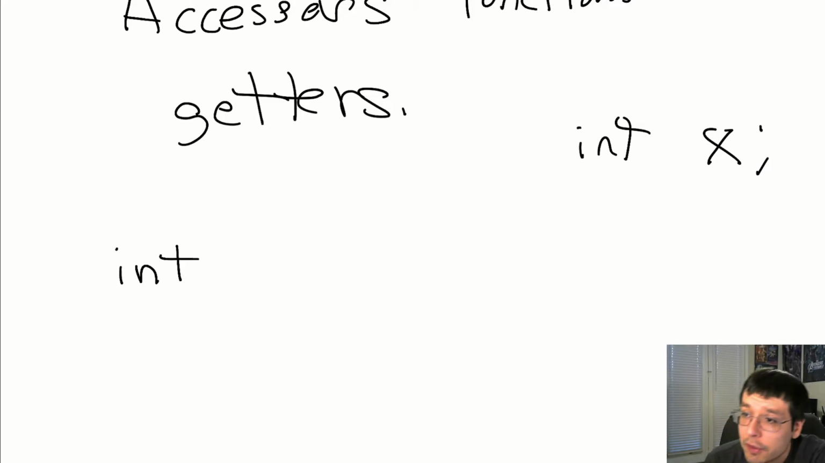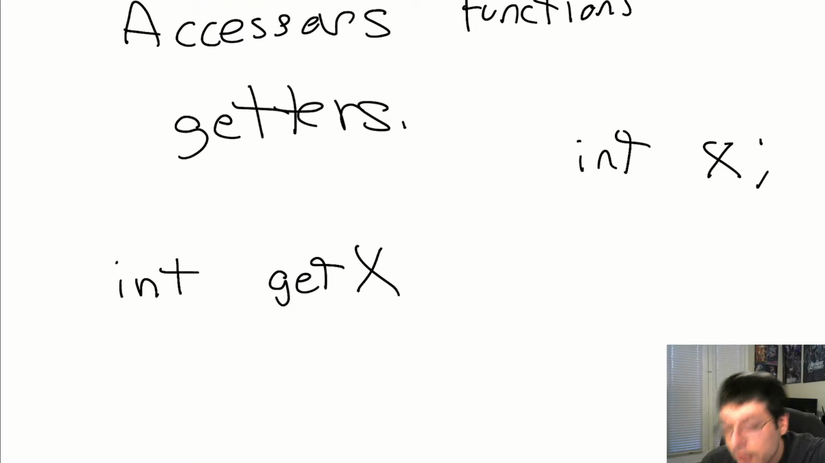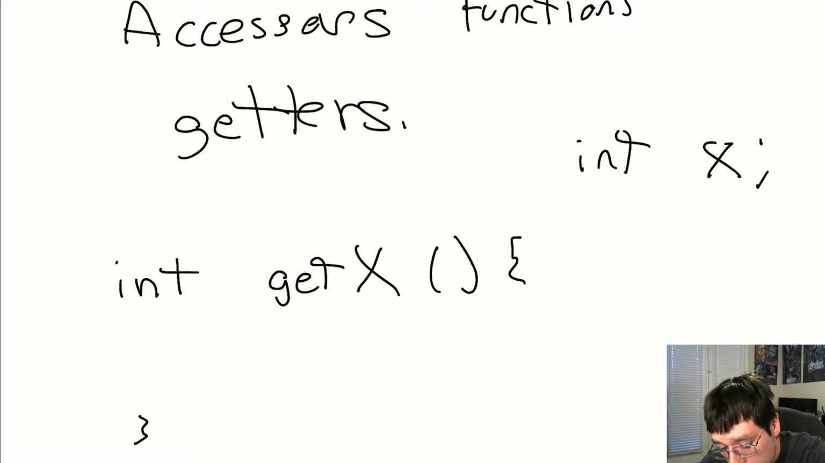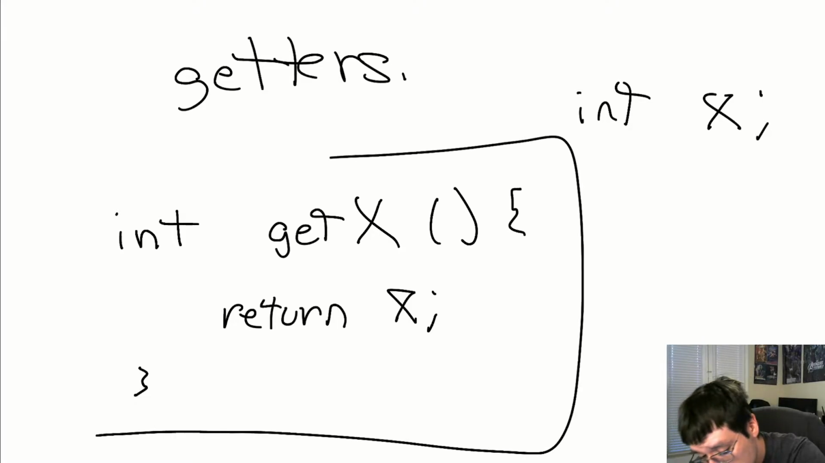So it's going to be a value returning function. You're going to write int, and the word get, and then the name of whatever you want to get. So in this case, get x, and then write a very simple function that just says return x. And this is a class function.